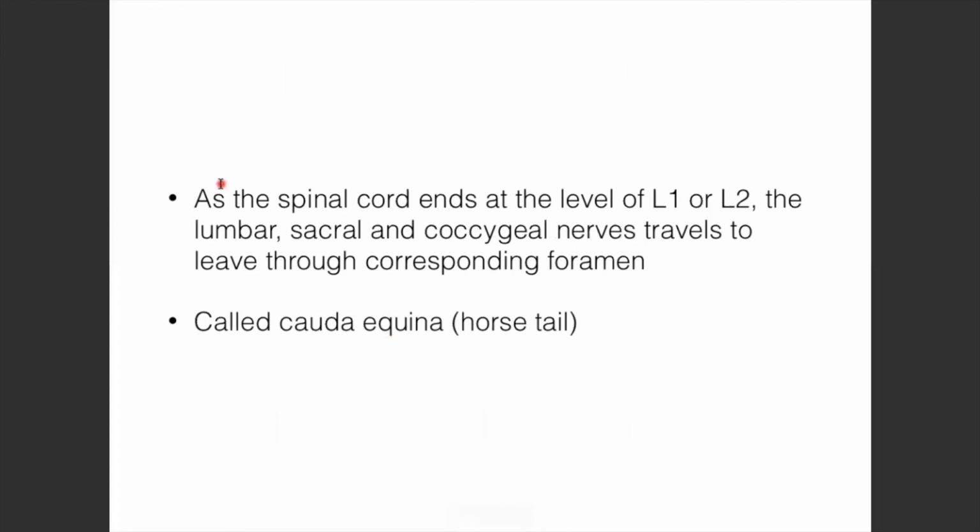تمام. So the spinal cord ends at the level of L1 or L2. Lumbar, sacral, and coccygeal nerves travel to exit through the corresponding foramen. Yani, although it ends at L1 and L2, the rest of the nerves have to exit through the corresponding foramen. So they're going to go down and then exit. And that results in a nice formation of nerves without the spinal cord. And we call that the cauda equina, which is basically the horse tail.